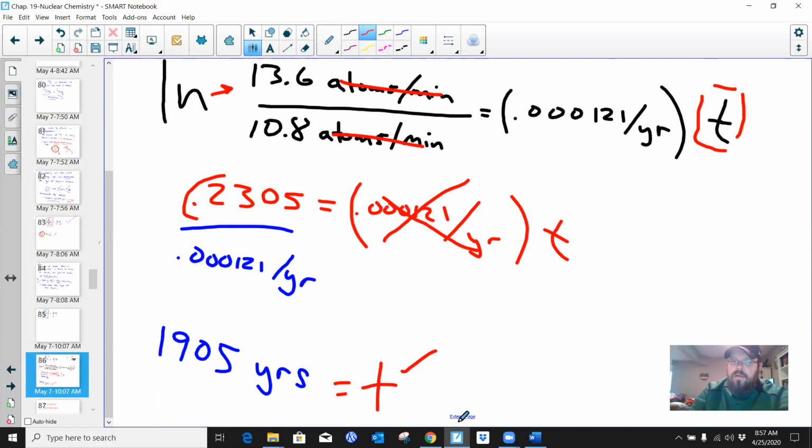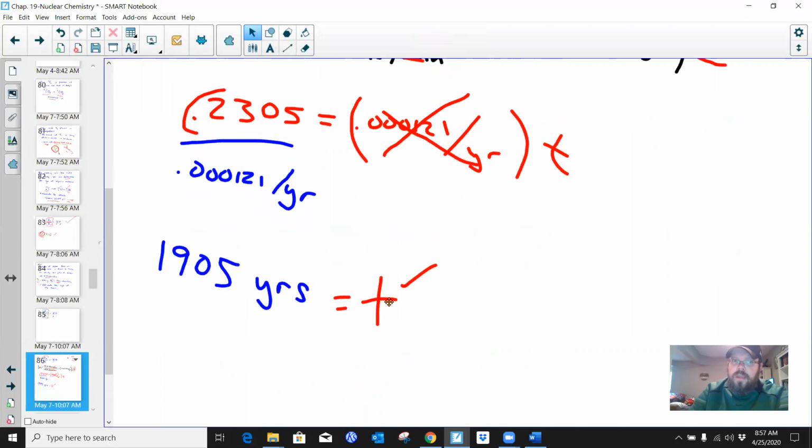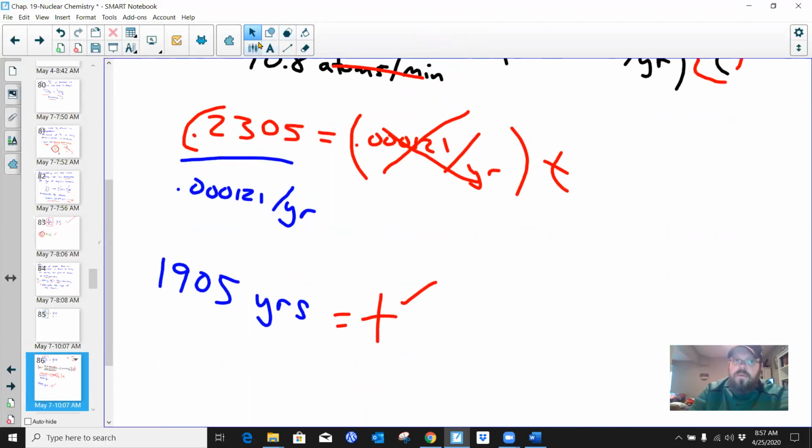Now, when I do that, what does that ultimately result in? I want to make a point. Okay, sorry, I have to get my marker back. If I take 0.2305 and divide that by 0.00121, that gives me 1,905 years. So the age of this scroll is 1,905 years, but I want to prove to you the units.